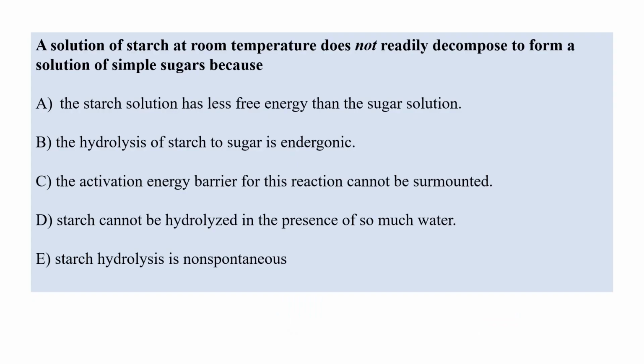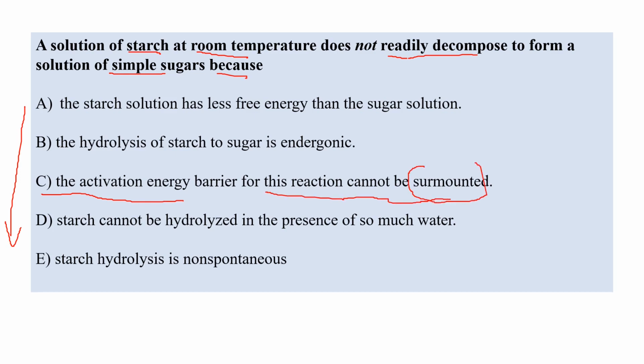Okay, this is again the same question, but they are just phrasing it in a different way and showing you an example. Here they are talking about a solution, in this case a starch, that at room temperature doesn't easily decompose to form a simple sugar. And why did this happen? If you read all of this, you know the answer is that the activation energy barrier for this reaction cannot be achieved. So it's again a different way to phrase the same question, but here they are just showing you an example.